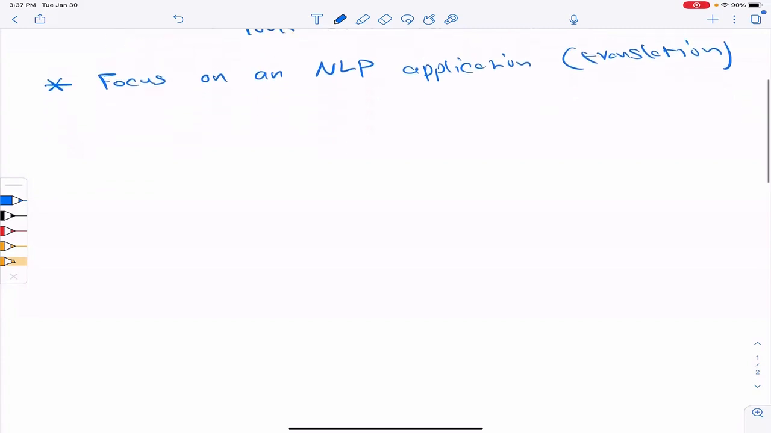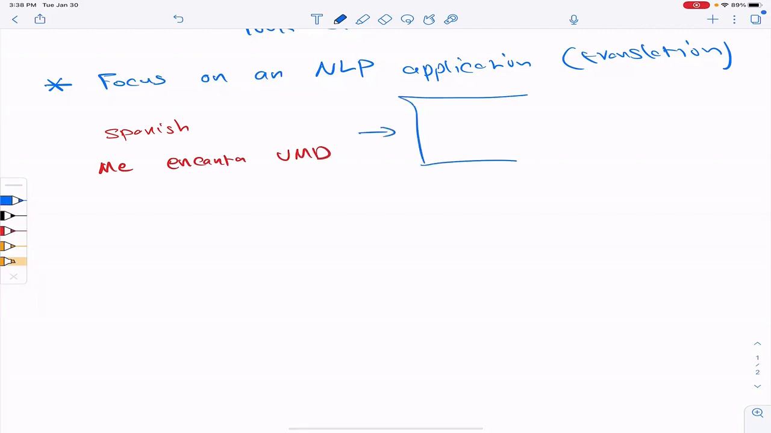All right. So what is the problem that we are interested in solving? Let's say I have a phrase in Spanish. I did Google Translate, so I'm not sure how accurate it is, but let's say me encanta UMD. All right, and we want to develop a method based on transformers to translate this. And the translation to English is I love UMD.